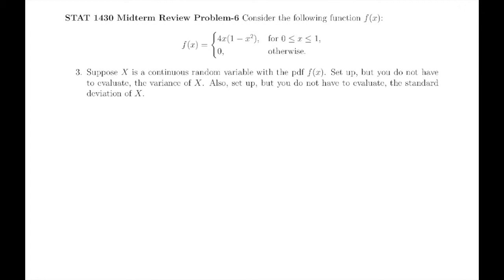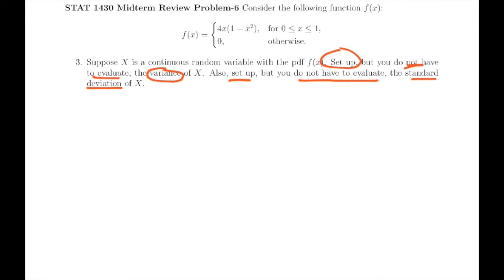And now we want to set up, but you don't have to evaluate the variance of x. And then also set up, and you don't have to evaluate, the standard deviation. Okay? So remember, the standard deviation, which I will abbreviate as SD, is equal to the positive square root of the variance. So our main job in this part will be finding the variance of this random variable x.